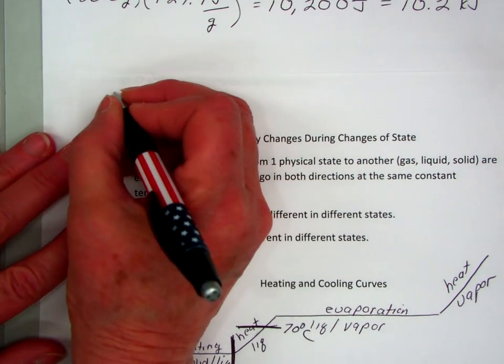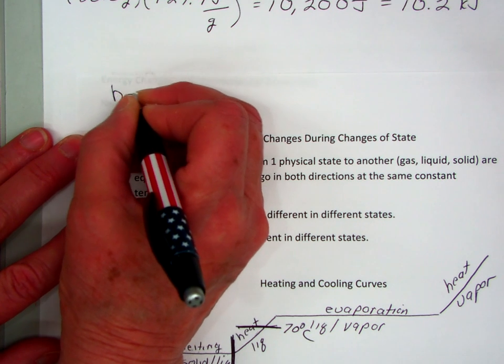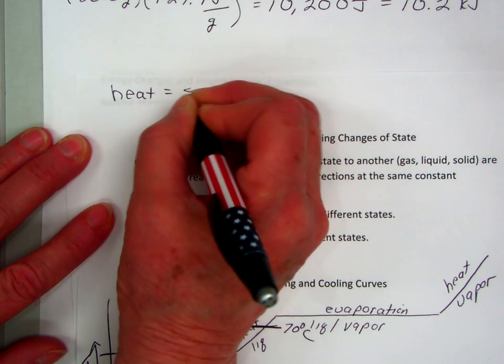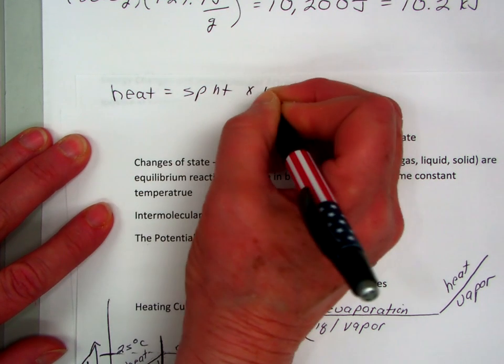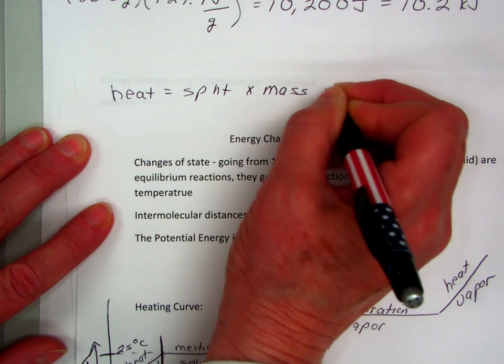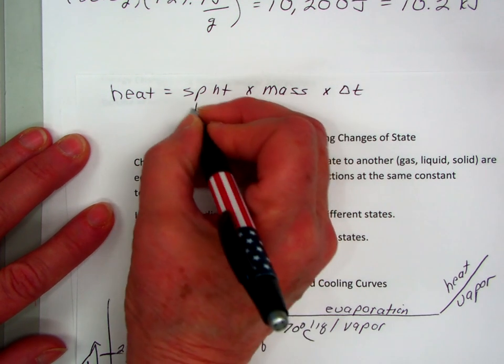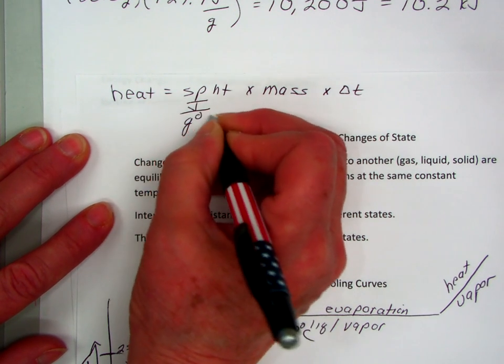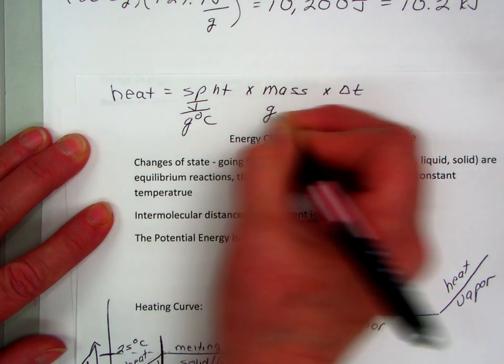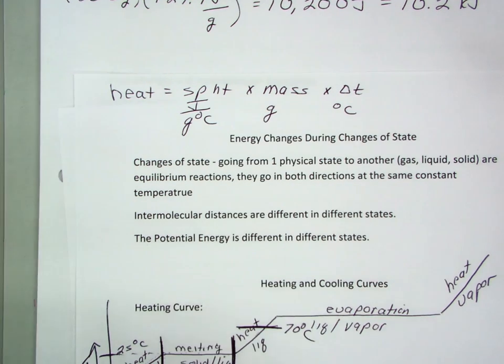So when we look at these calculations, if we're using specific heat, our heat is specific heat times mass times delta T. Specific heat has units of joules per gram degree C, times mass in grams, times degree C, so we get joules.